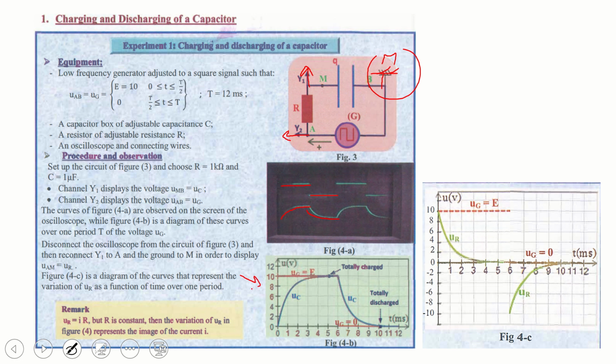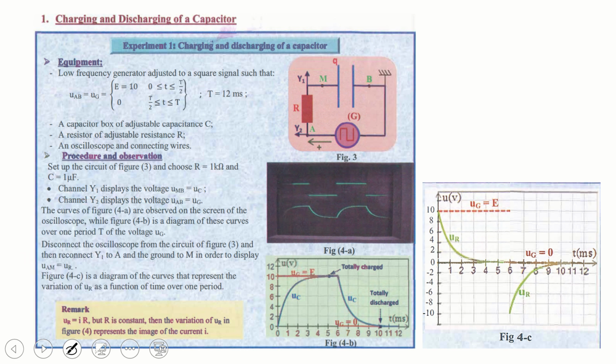In figure 4b, we have a graph showing the voltage E across the generator between 0 and 6 milliseconds, so during the first half period. Then UG equals 0 during the second half period, from 6 till 12 milliseconds. And during the first half period, UC increases exponentially. And during the second half period, UC decreases exponentially.